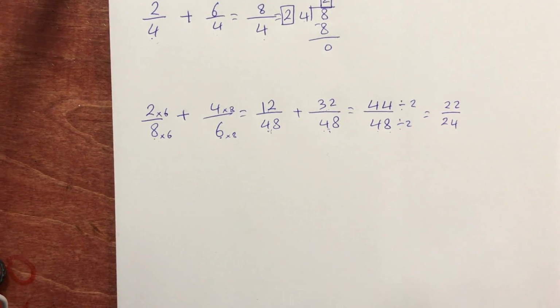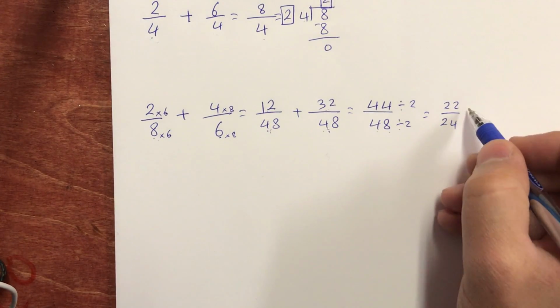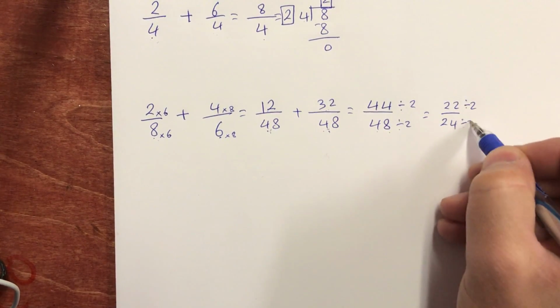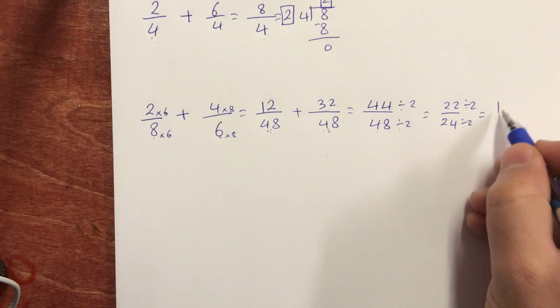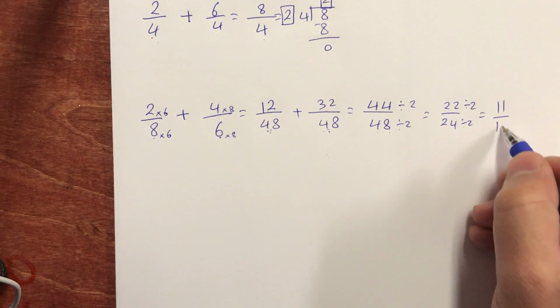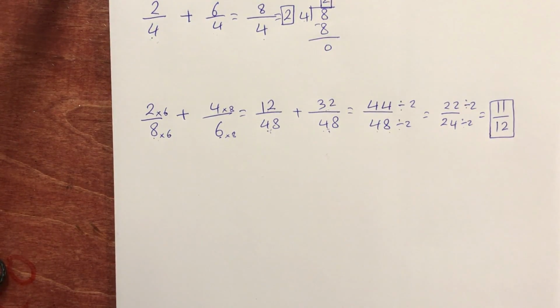Still, I'm able to simplify more here because these two are even numbers. Divided by 2, divided by 2. That should give us 11 out of 12. And that is your answer.